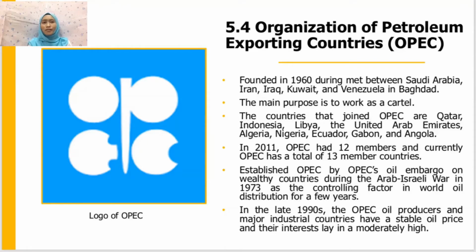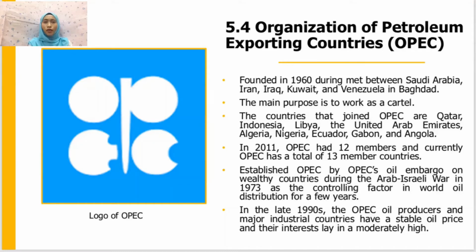Gabon ended its membership in 1995. Indonesia suspended its membership in January 2009 when it stopped being a net exporter of oil. As of 2011, OPEC had 12 members. It accounted for 77% of the world's total oil reserves, and the countries of Northern Africa and Southwestern Asia accounted for 73% of OPEC's total oil reserves.